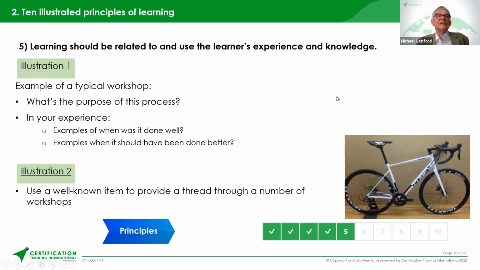And here's another idea, which is to use a well-known item or system that provides a thread through a number of workshops. So for example, if we pick this bicycle, we could talk about the configuration management of the bicycle. We could talk about requirements for the bicycle. We could write a systems engineering management plan for the bicycle. And so the same thing would crop up in a number of different workshops. And it's something tangible that most people can relate to.